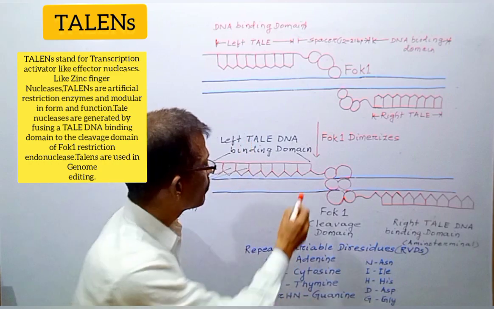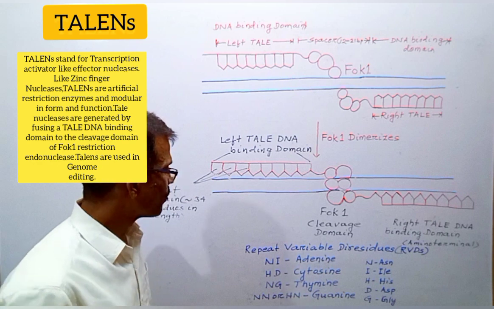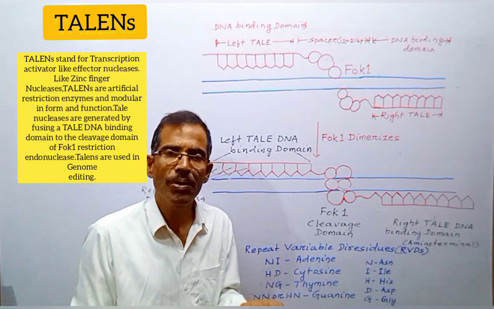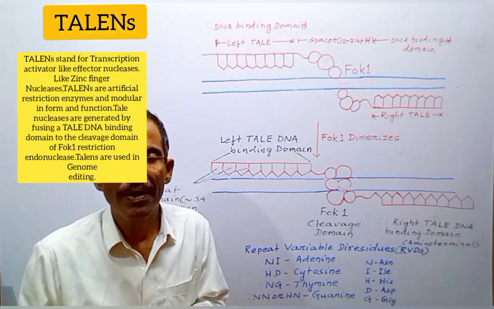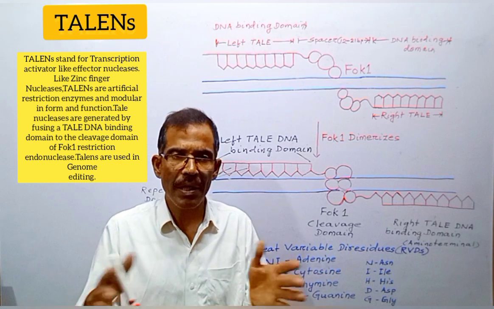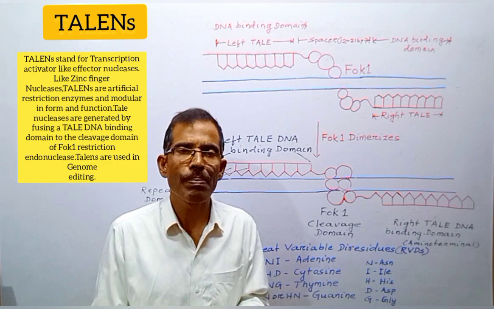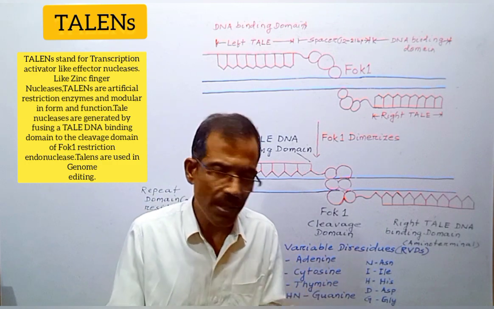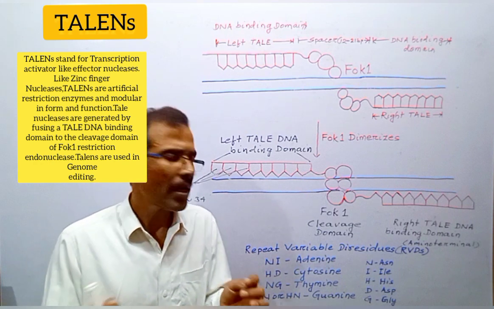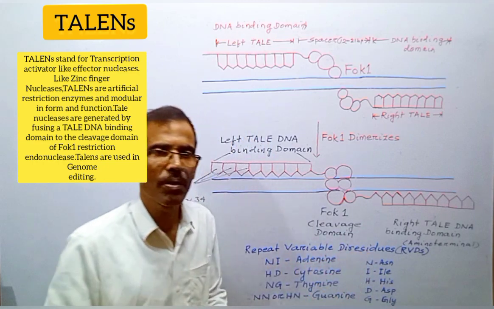Each TAL DNA binding domain consists of a series of repeat domains. Each repeat is approximately 34 amino acid residues in length. Unlike zinc fingers, which recognize DNA triplets, each TAL repeat recognizes a single base pair via its amino acid residues at positions 12 and 13. These amino acid residues are known as repeat variable diresidues.